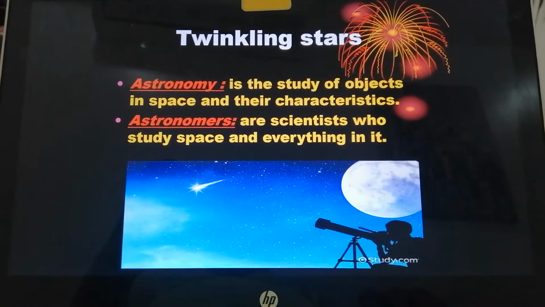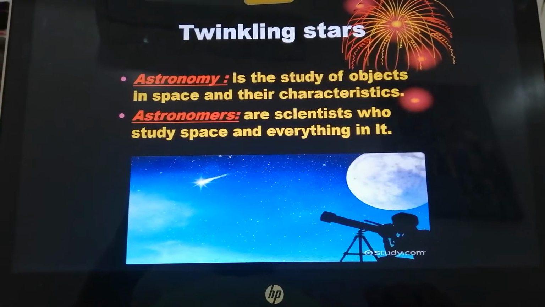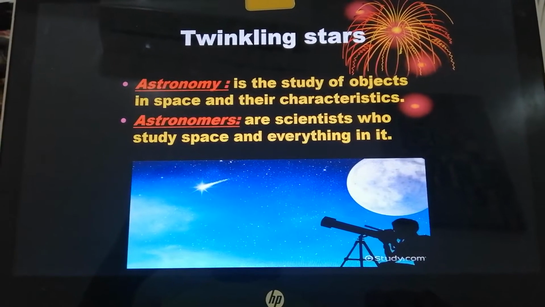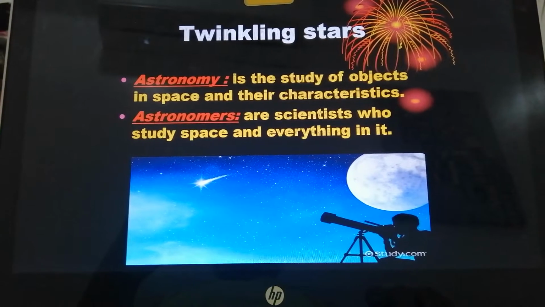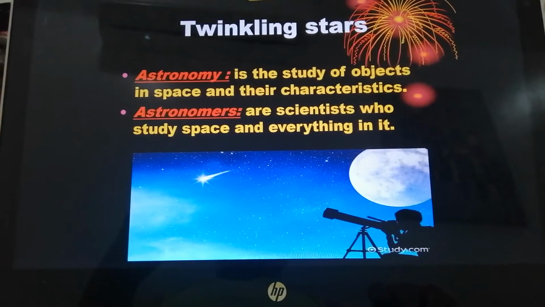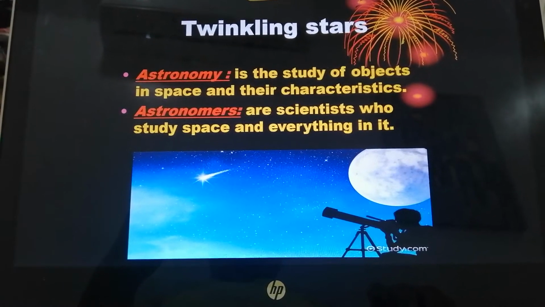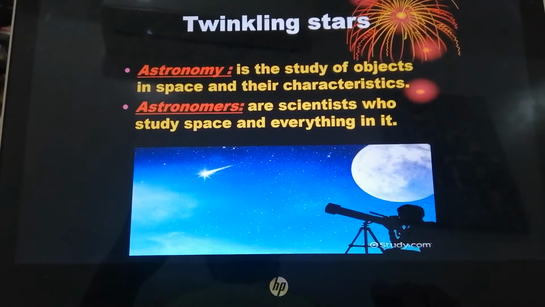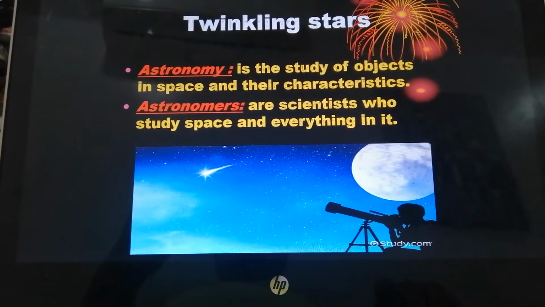Then we have the stars and the types of galaxies. What is the meaning of astronomy? Astronomy is the study of objects in space and their characteristics. Who are the astronomers? They are the scientists who study space and everything in it. They are called astronomers.